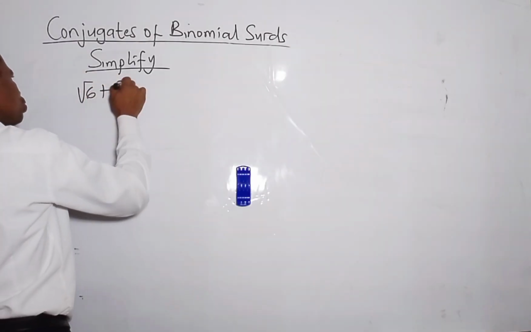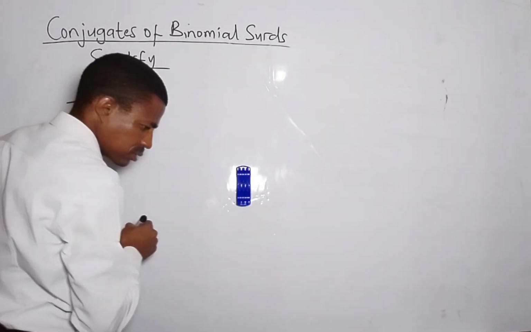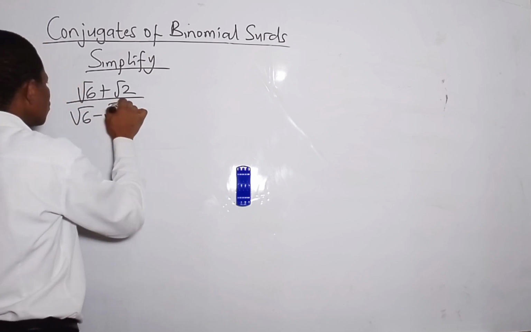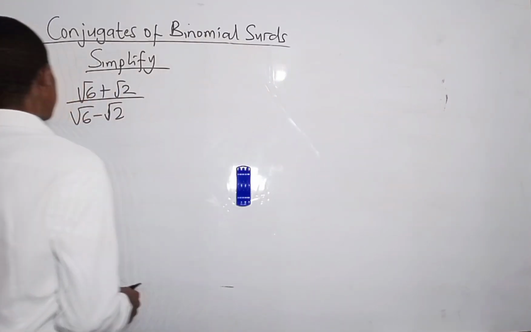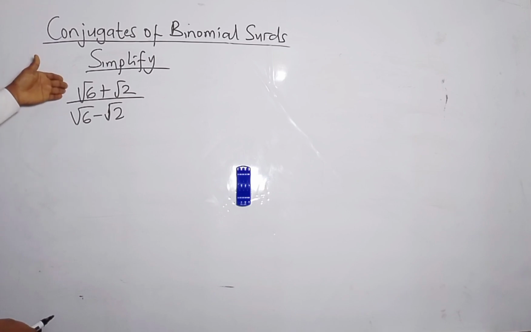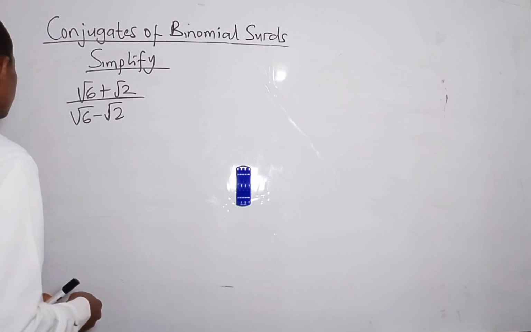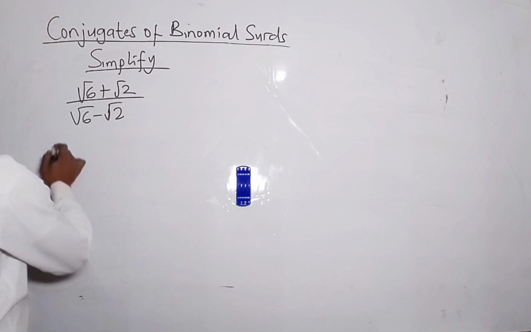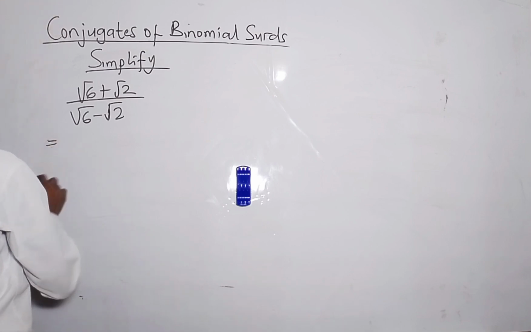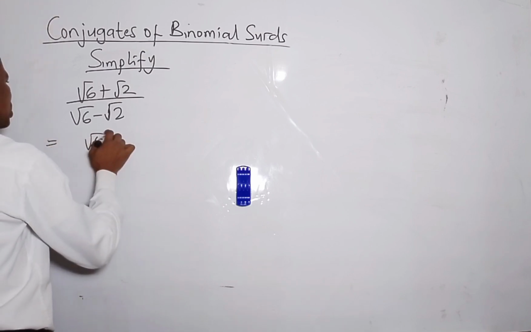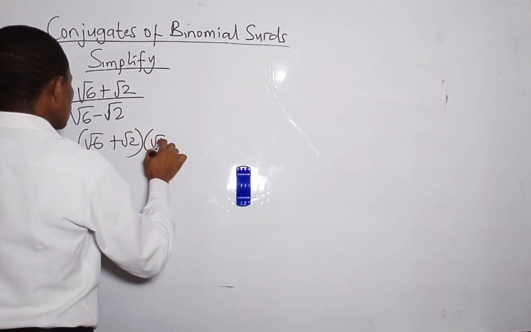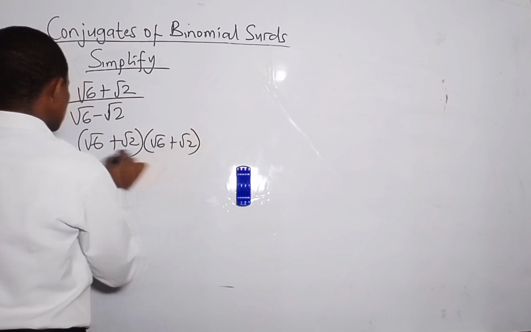Root 6 plus root 2 over root 6 minus root 2. Let's look at this question. The numerator is the conjugate of the denominator, and the denominator is the conjugate of the numerator. So what do we do in this case? Say root 6 plus root 2 into open and close brackets, root 6 plus root 2, open and close brackets.